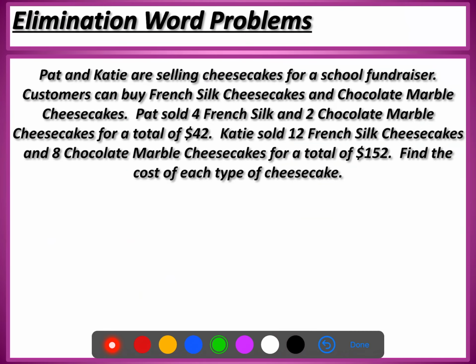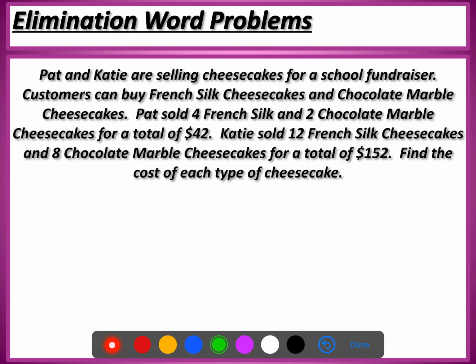Okay, last thing for today is our word problem. All right, so Pat and Katie are selling cheesecakes for a school fundraiser. Customers can buy French silk and chocolate marble cheesecakes. Pat sold 4 French silk and 2 chocolate marble for a total of $42. Katie sold 12 French silk and 8 chocolate marble for a total of $152. Find the cost of each type of cheesecake.